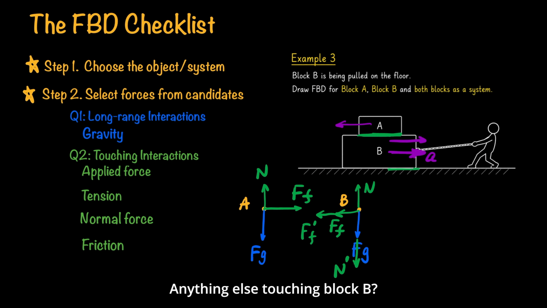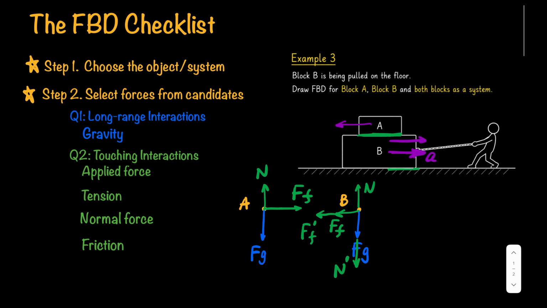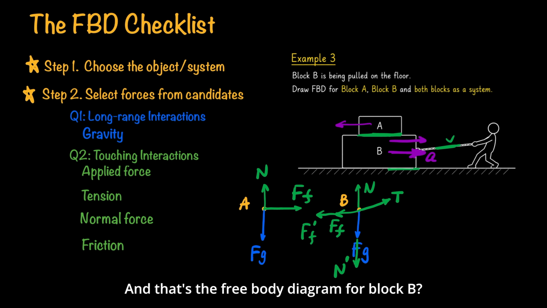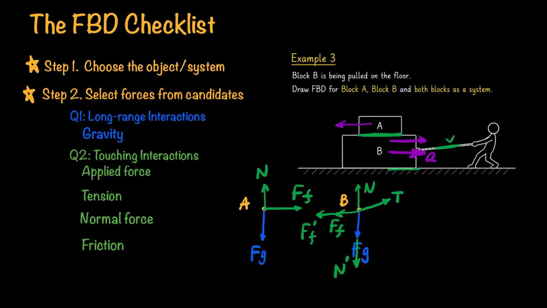Anything else touching block B? The rope. The rope is pulling on block B, so I'll draw the tension force along the rope, which has a small angle from the horizontal. And that's the free body diagram for block B.